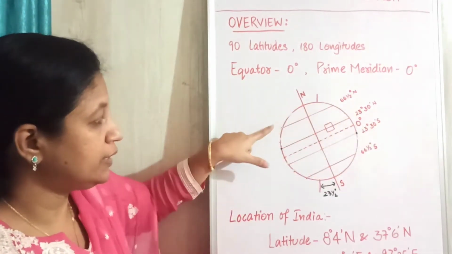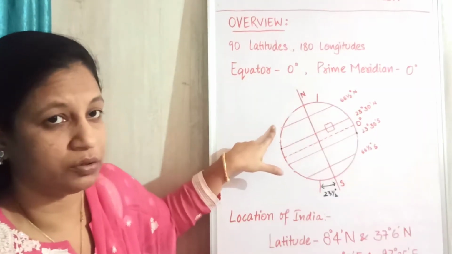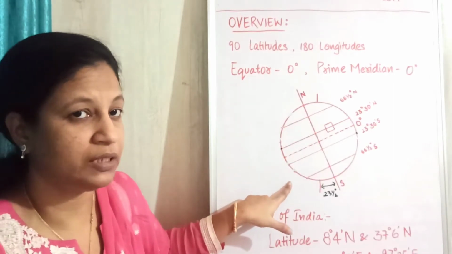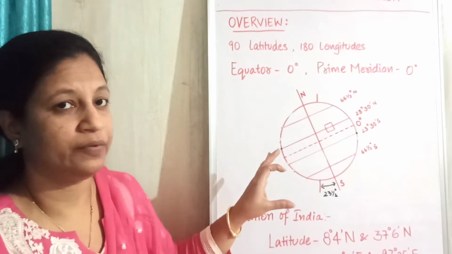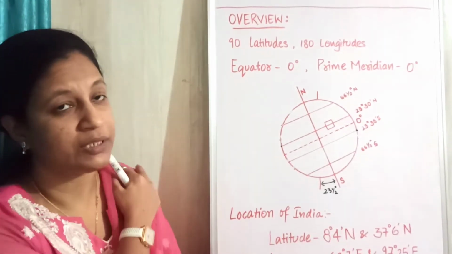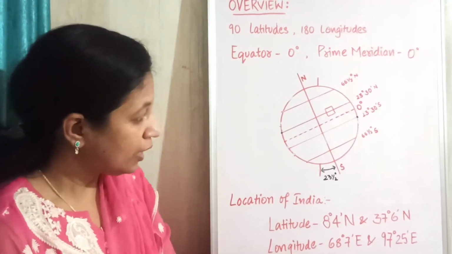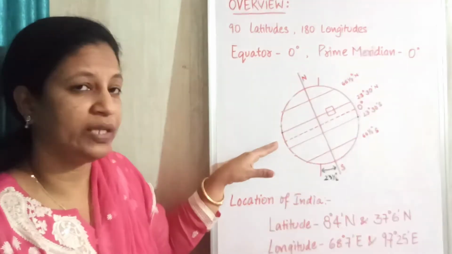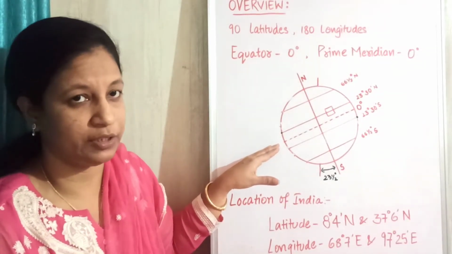The next one you can see here is the Arctic Circle at 66.5 degree north. And the same reading you can see here, 66.5 degrees south is your Antarctic Circle. So these are the important ones, and we need these demarcations. That is why we are going to know about this. All these lines are your latitudes, including the equator, which is a latitude, but we give a name to that latitude as equator.